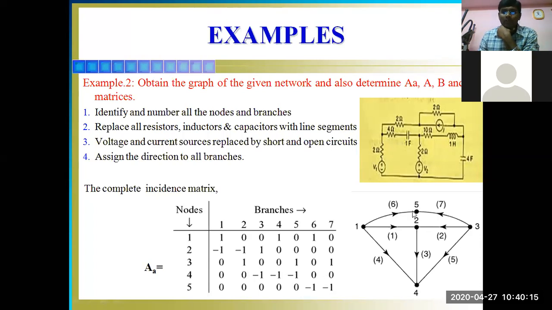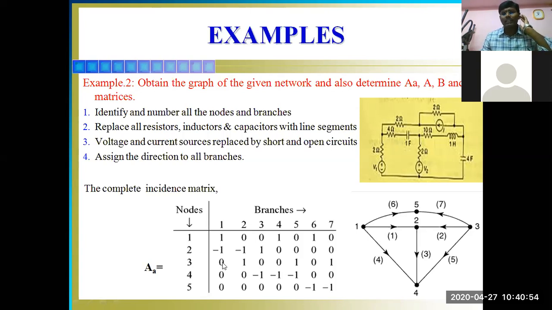Coming to node 5, where 6 and 7 are connected. Both are entering into the node. 6 is entering, 7 is entering. So therefore, for both, you should get minus 1. So this is the complete incidence matrix.